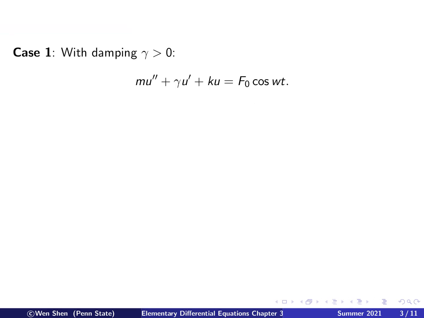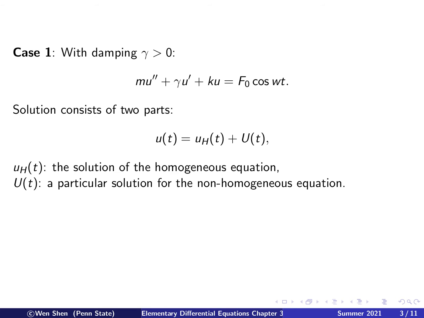So two cases we want to study. One is the system has damping, so the damping gamma is strictly bigger than zero, for this equation here, where the right-hand side is F naught cosine omega t. So this is a linear equation with non-homogeneous right-hand side. So we know the solution consists of two parts. The first part is the general solution to the homogeneous equation with 0 on the right-hand side. And the second, capital U of t, is a particular solution for the non-homogeneous equation. All these we have already learned.